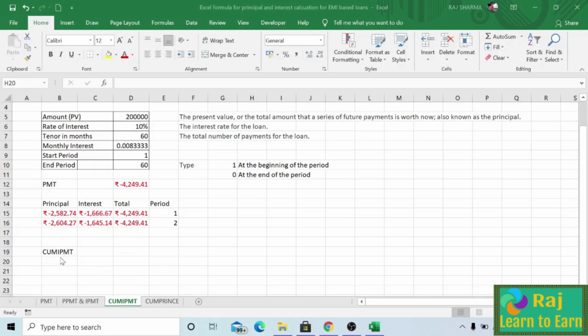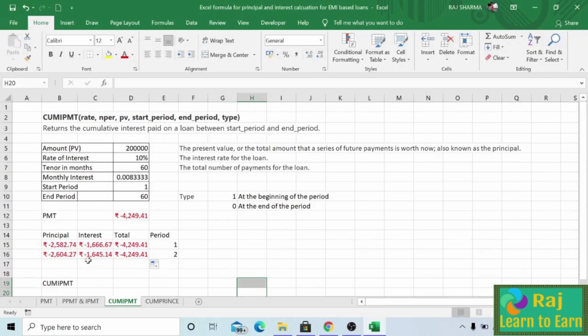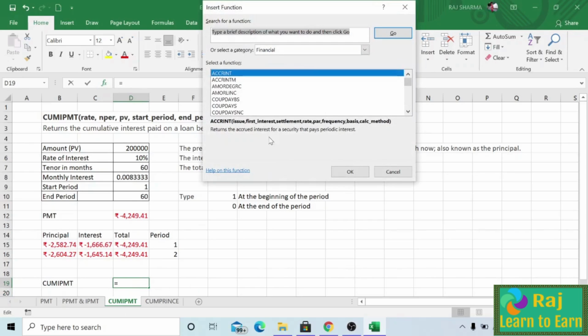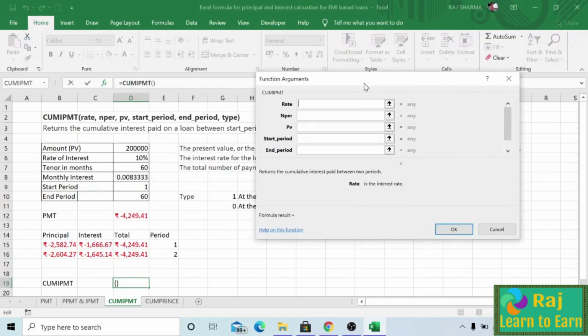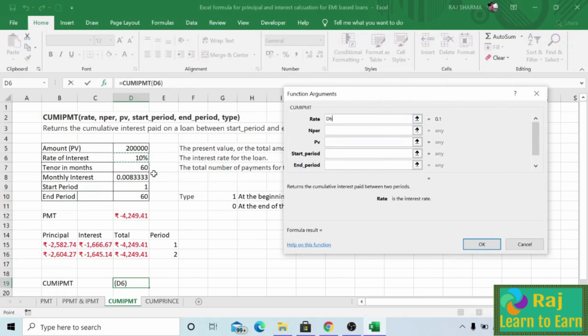The formula name is CUMIPMT and the syntax is given here. We will discuss each of the variables used in this formula along with working on the formula. So go to the insert function tab, choose the CUMIPMT, then put the rate. You have to divide it by 12 because we are taking the monthly interest payment. If it is to be taken quarterly, then you have to divide it by 4.